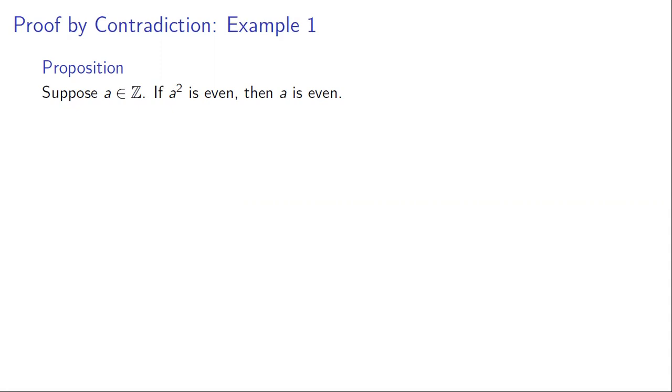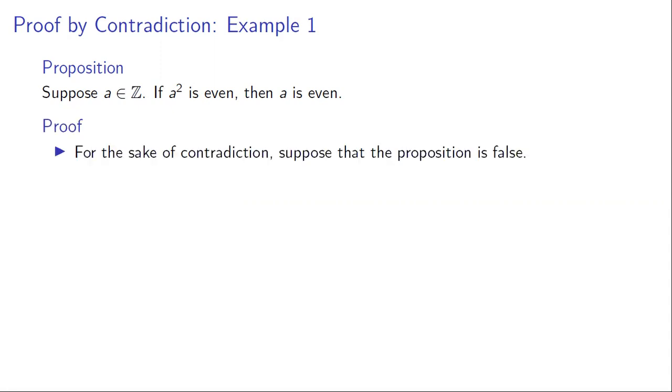Now this probably can be proved using direct proof. You can try doing it. But here I'm going to show how to do it using a proof by contradiction. So for the sake of contradiction, suppose that the proposition is false. In other words, again, the first part of a proof by contradiction is we suppose that the proposition is false, meaning we suppose that this sentence is false.